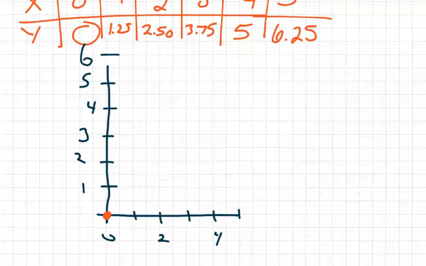Okay, so we have (0, 0). We have (1, 1.25), so that's right about there. We have (2, 2.50), which is right there. (3, 3.75), which is right in there. Whoops, I missed the line, didn't I?